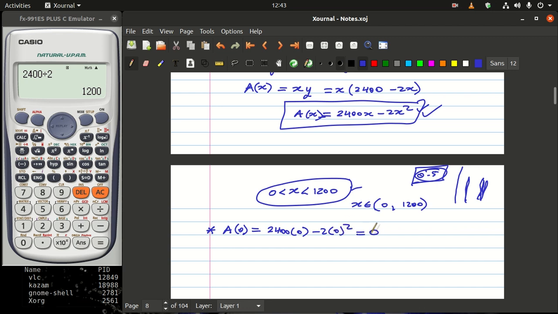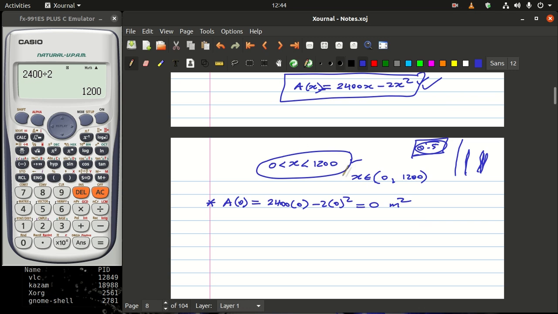Of course this is going to be 0 meter squared because we're multiplying meters by meters, so it's going to be meter squared. So this one here, by just looking at it, this cannot be the maximum area. So let's look now at A of 1200. What will that be?